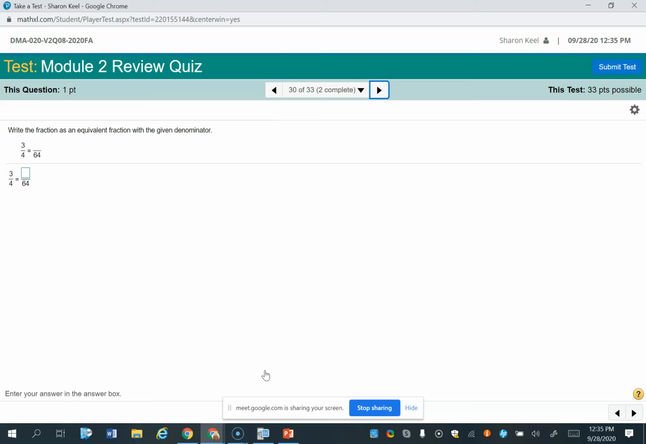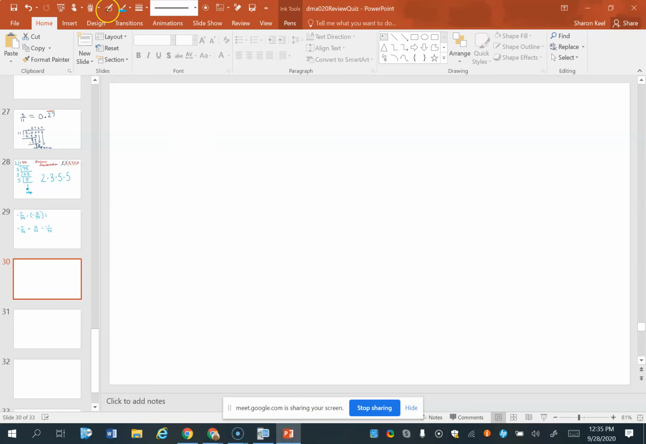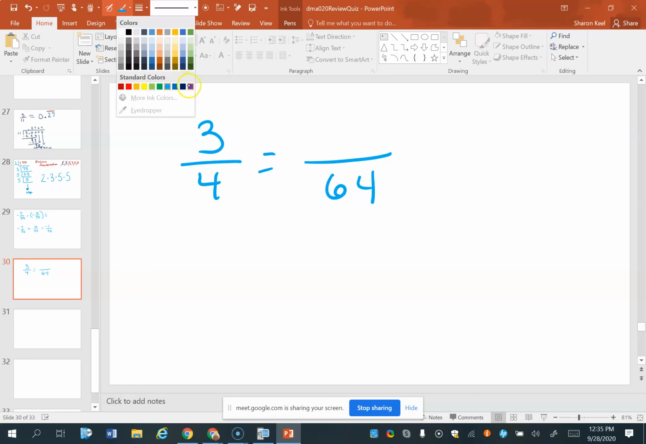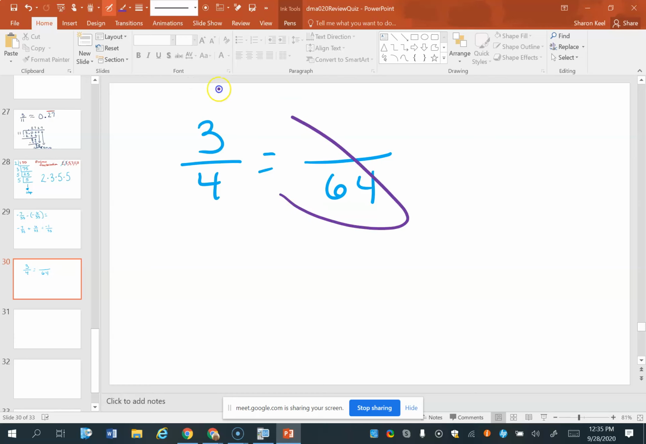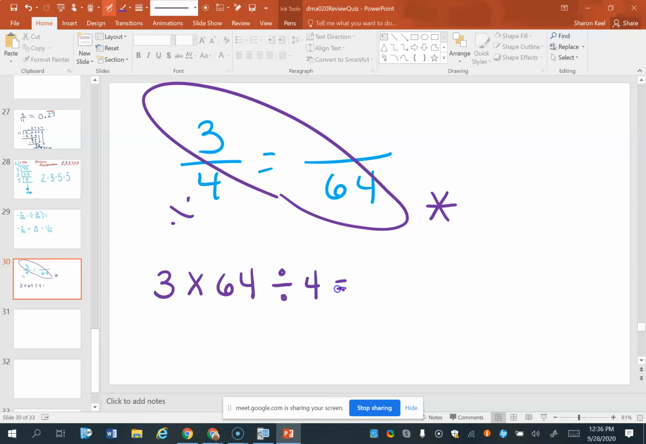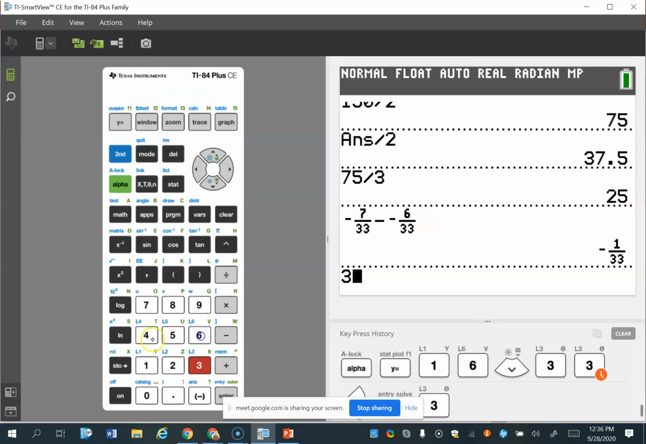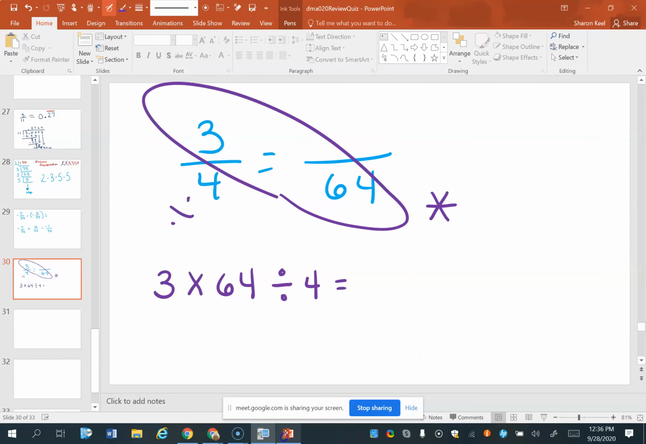Write the fraction as an equivalent fraction with the given denominator. So 3 over 4 equals blank over 64. Now remember, I told you when a problem such as this is like a proportion, we can cross multiply and then divide. So we're going to type in 3 times 64 divided by 4, and our solution is 48.